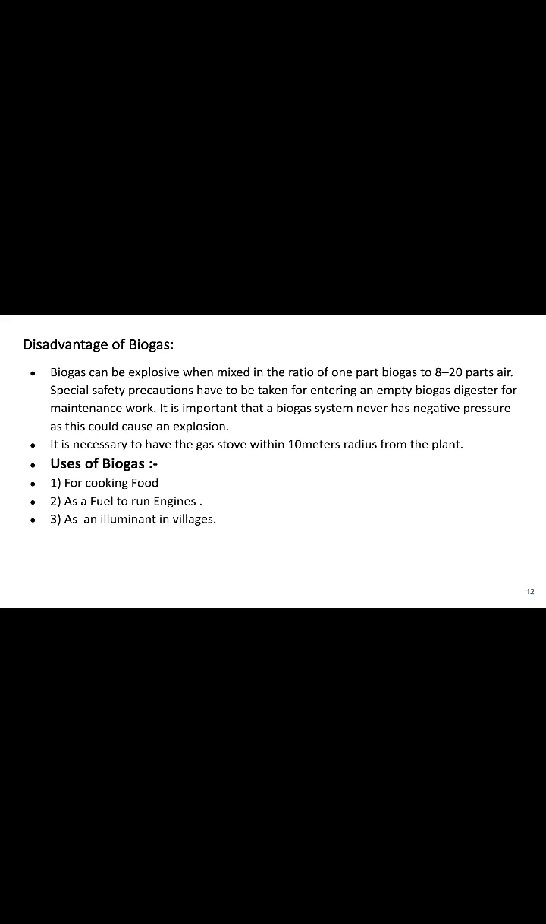The disadvantages of biogas. Biogas can be explosive when mixed in the ratio of 1 part of biogas to 8 to 20 parts of air. Special safety precautions have to be taken for entering an empty biogas digester for maintenance work. It is important that a biogas system never has negative pressure, as that could cause an explosion. It is necessary to have the gas stove within a 10 meter radius from the plant.